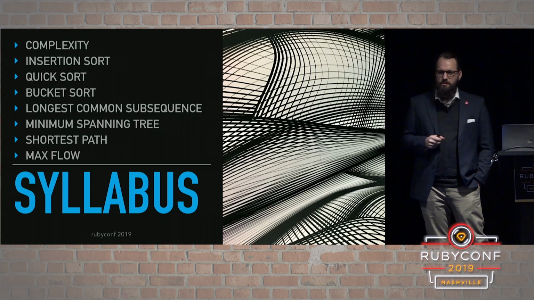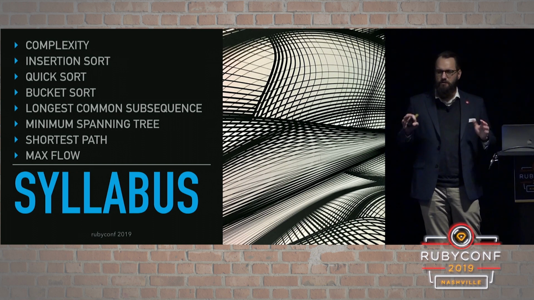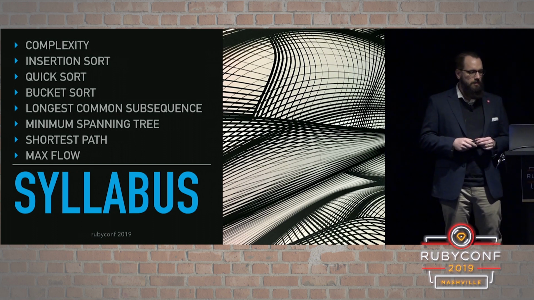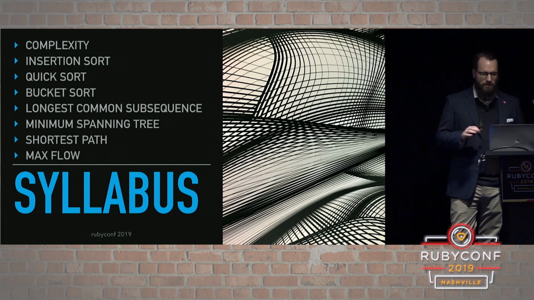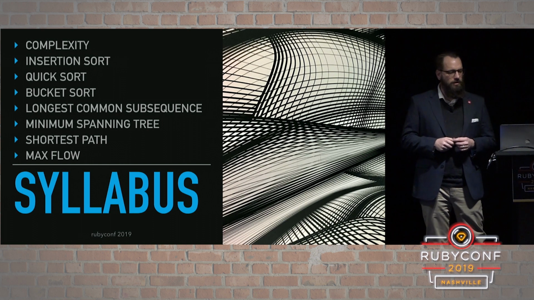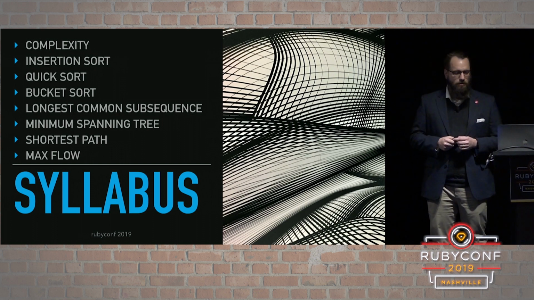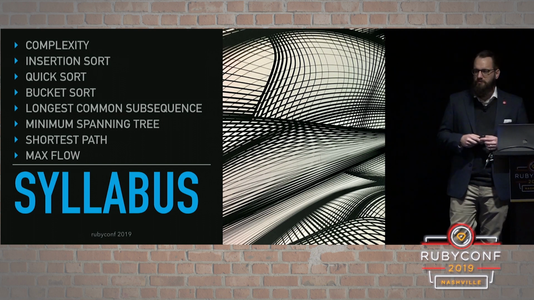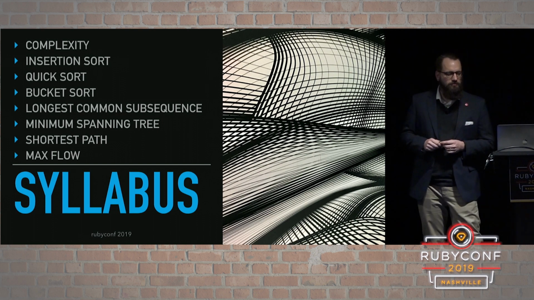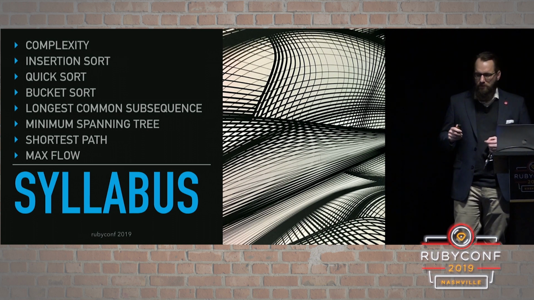Today, instead of an agenda, we have a syllabus. First, we're going to cover a little bit of complexity theory. It's not too difficult, I assure you. And then we're going to talk about three different sorts: insertion sort, quicksort, and bucket sort. We're going to then dive into dynamic programming with longest common subsequence, and then do three graph theory problems: minimum spanning tree, shortest path, and max flow.